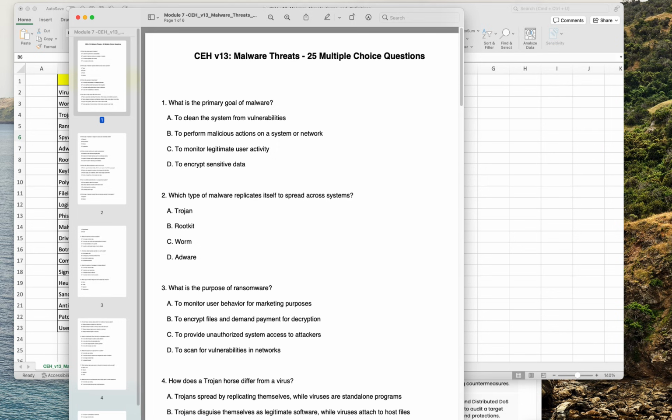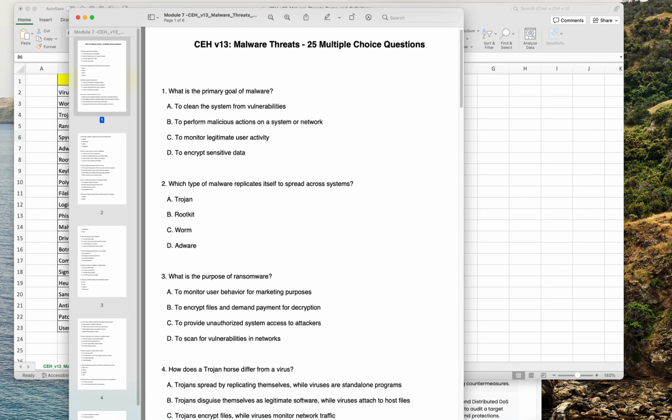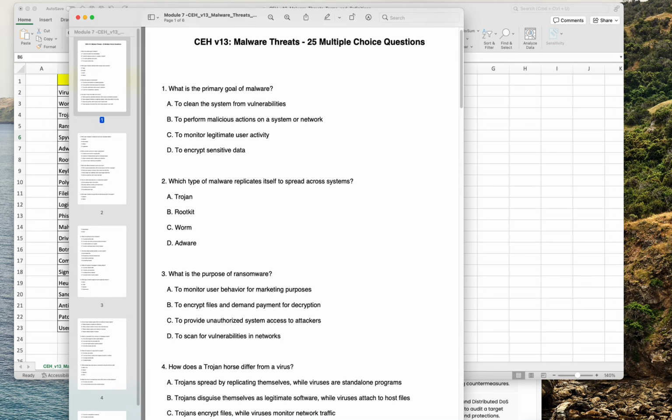So the first question: what is the primary goal of malware? Remember, something that I always tell people, malware is just software, right? It just so happens that what the malware is going to do is going to be detrimental to the target, but it's just software. So the primary goal is to perform malicious actions on a system. For the hacker, it is to get something that they were not going to get otherwise.